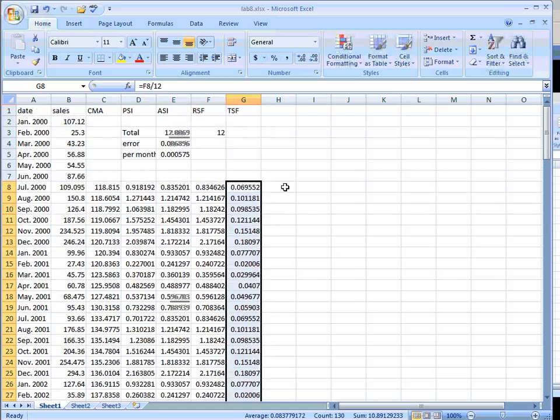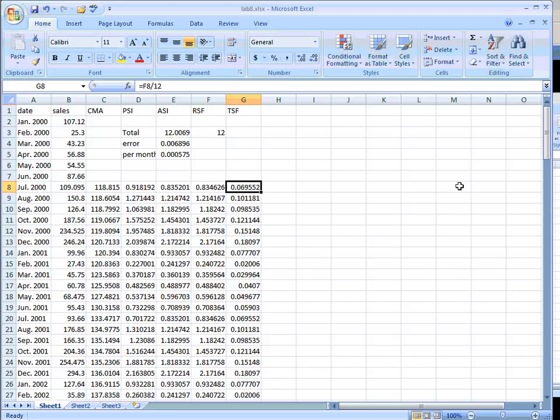What do these numbers tell us? Well, total seasonal factor here tells us that in a typical July we do just under 7% of our sales for the year. In August it's about 10%. Continue down, December's about 18%. Then you get February about 2%.